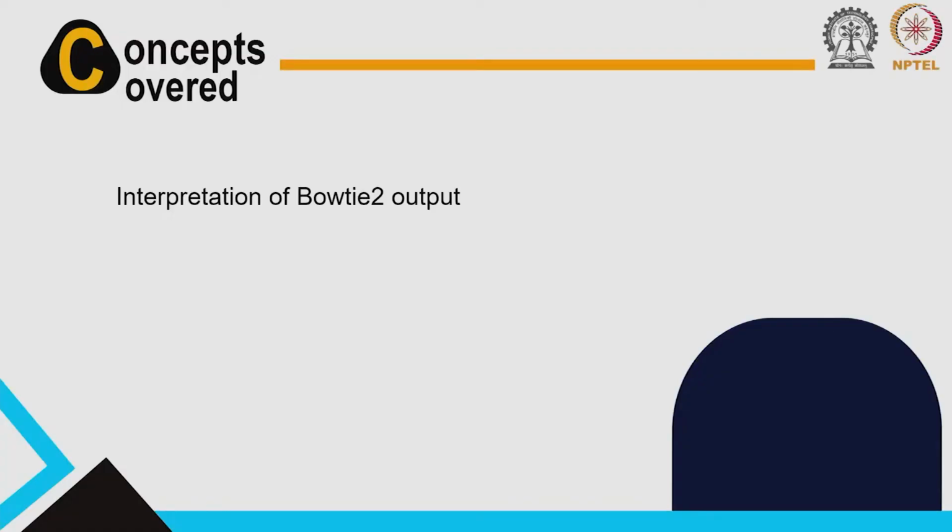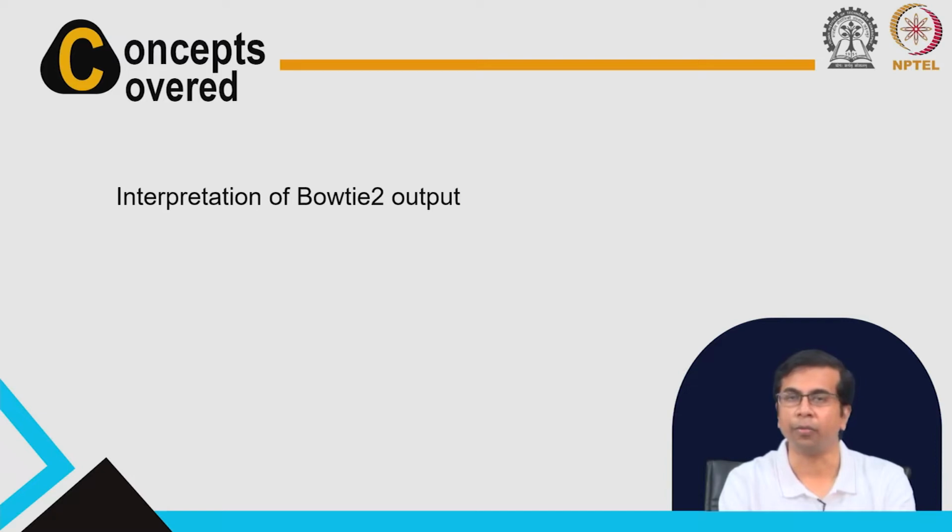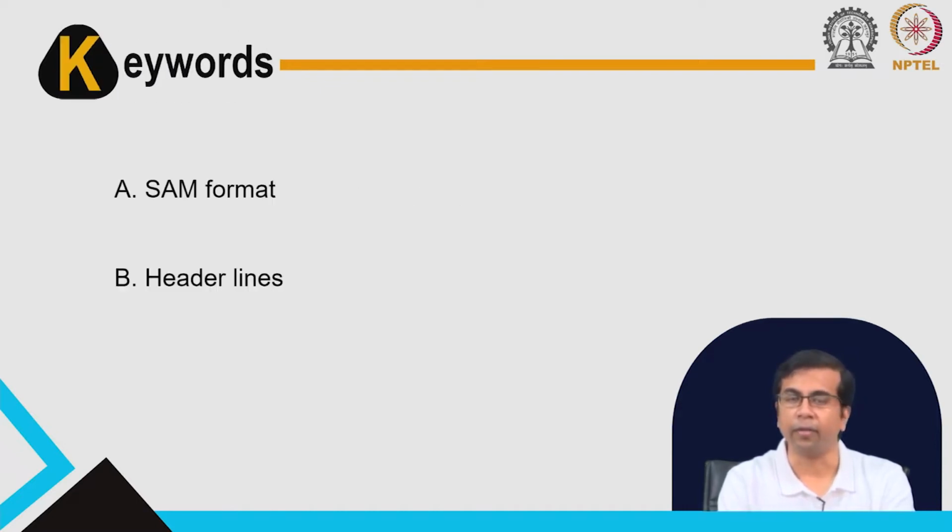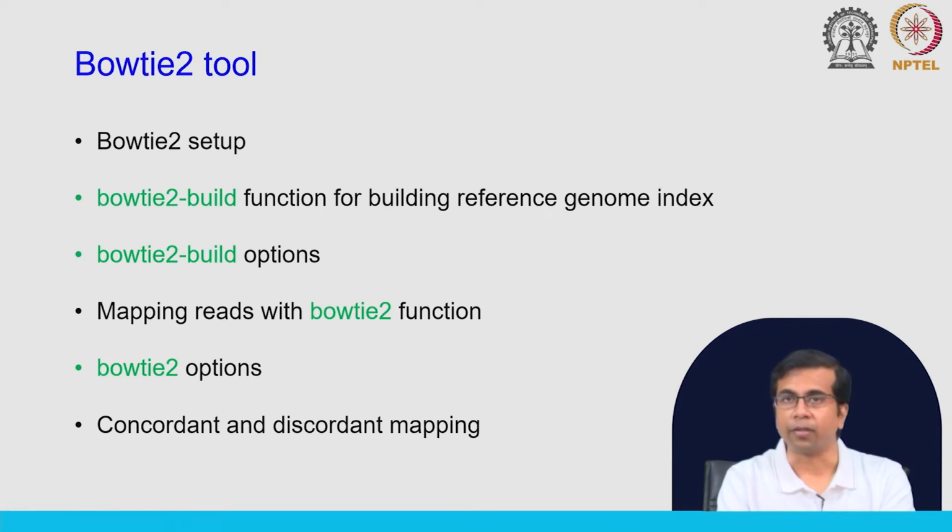So, we will interpret the Bowtie2 output, because this is a very complex file, right, and there are a lot of details in that file. Okay. So, these are the keywords that will come across. One is called SAM format, the other is header lines. So, just to summarize what we have discussed so far and what we have done in the last few classes.